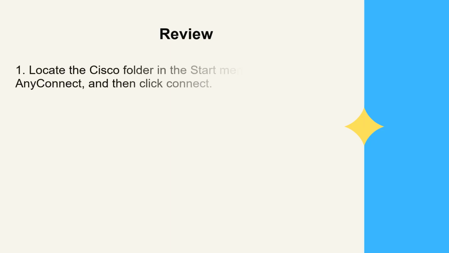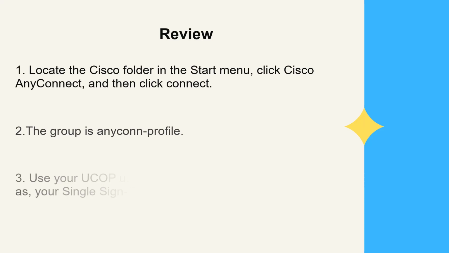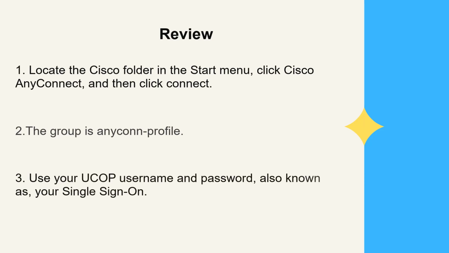Let's review. Locate the Cisco folder in the Start menu. Click Cisco AnyConnect and then click Connect. The group is Anycon Profile. Use your UCOP username and password, also known as your single sign-on.